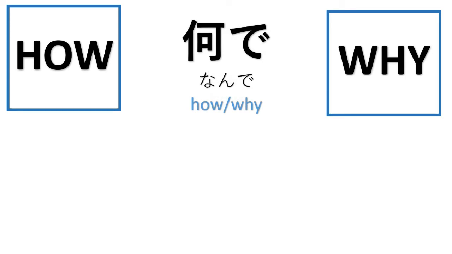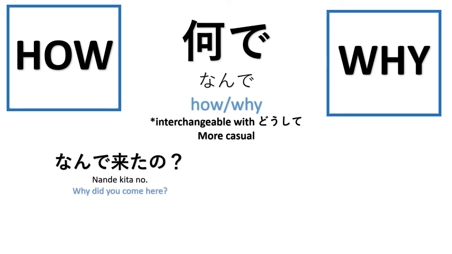Okay, so here we have another one, nande. And it is translated to how and why. And this is interchangeable with dōshite that we have mentioned earlier. Dōshite also means how and why. But nande is more casual. For example, nande kita no?